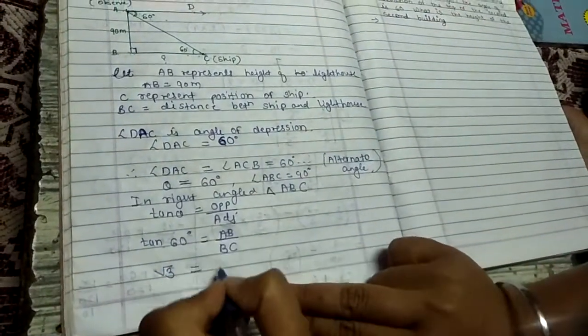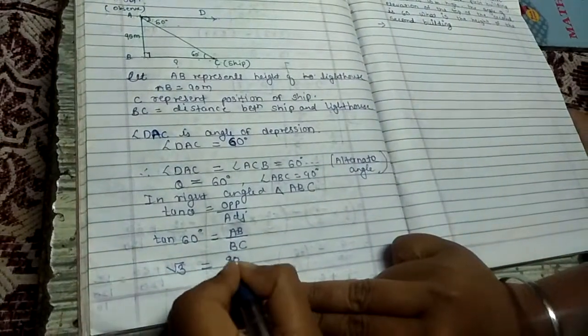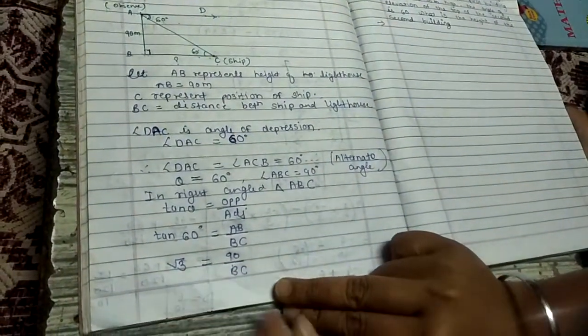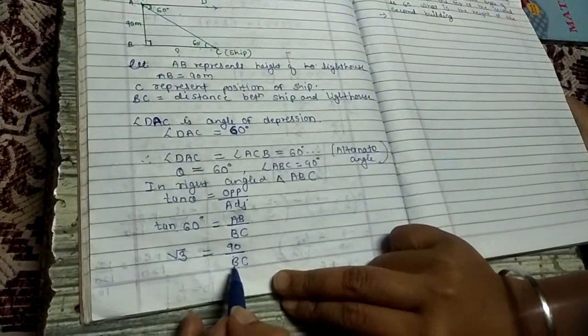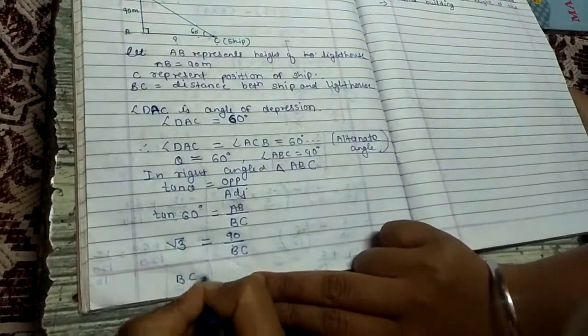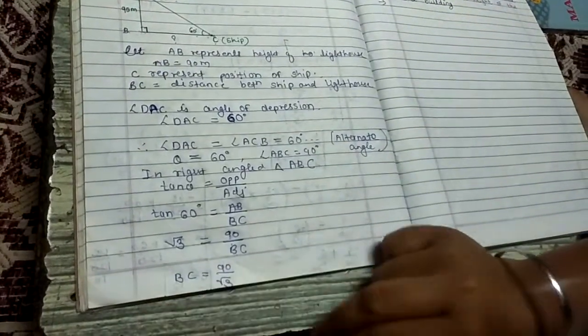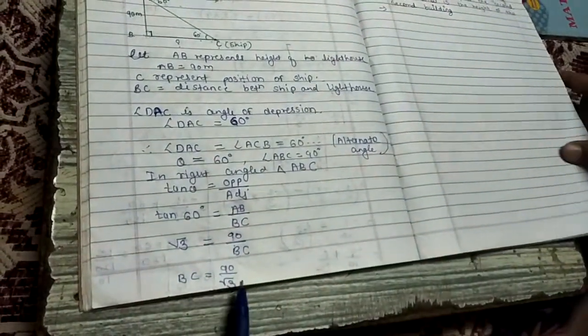So here tan 60 is √3, equal to AB. AB is given, it is 90 meters, and BC we have to find out. So BC I am going to shift to that side. Division becomes multiplication. So BC is equal to 90 upon √3.